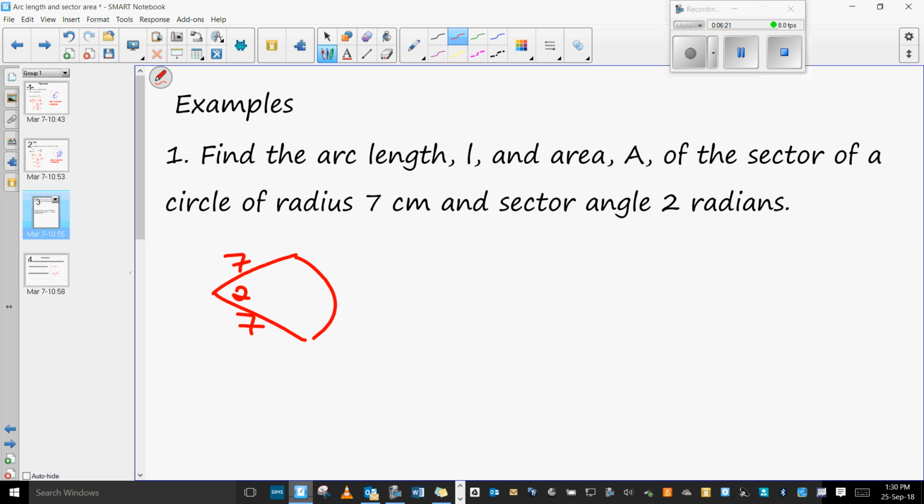So my arc length, what do we do to find the arc length? Theta r, so what are we going to have here?